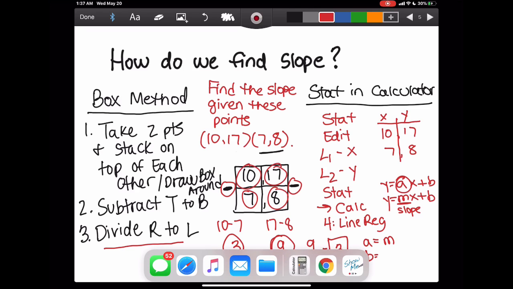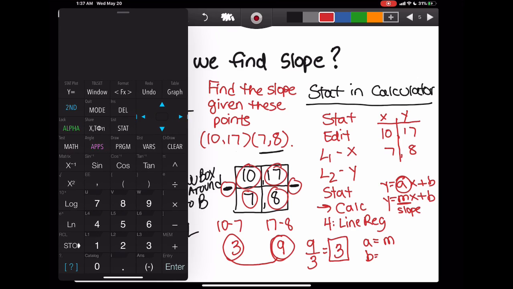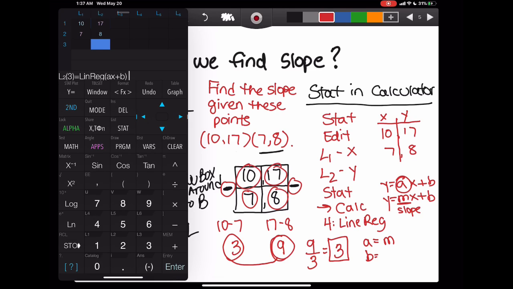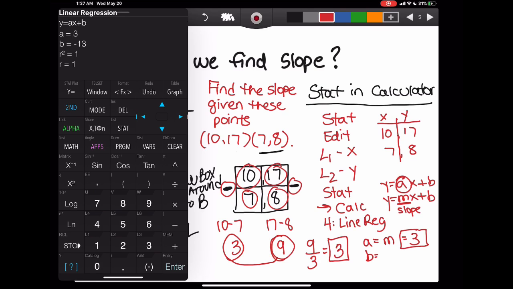And let's look at it right now. So if I bring up my calculator here and I go to Stat, I go to Edit, I am going to delete out everything that I have here so far. And in L1, I'm going to put 10 and 7 because those are my X values. I'm going to go over to L2 and put my Y values, 17 and 8, and I'm going to hit Stat and go over to Calc. I'm going to hit option 4 for line reg, hit Enter, and you see that my slope A is equal to 3, and that's the exact same slope I found when we did the box method.